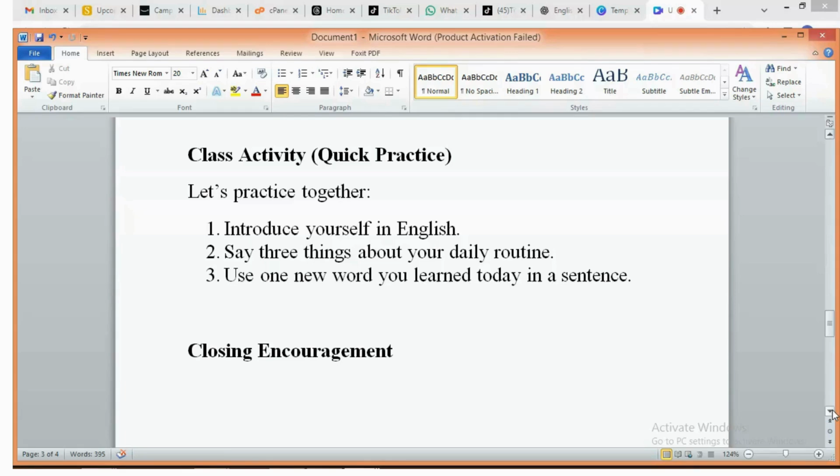Say three things about your daily routine. First thing in the morning, I wash my teeth. I wash or take a shower. I go to work. Use new words you learned every day. I've learned to say good morning, good afternoon, good evening. I've learned about where are you from? What is your name? What do you do?